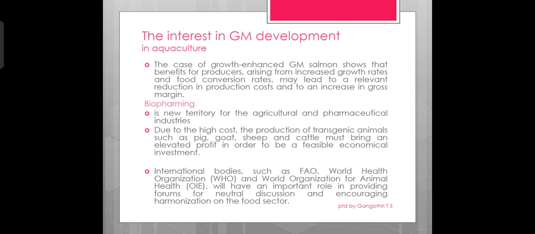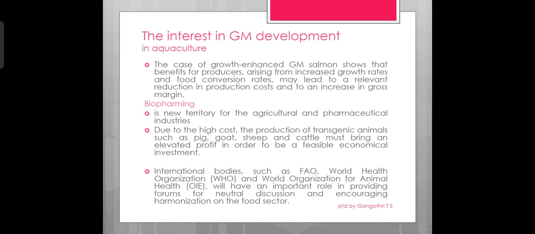The case of growth enhanced genetically modified salmon shows benefits for producers arising from increased growth rates and food conversion rates. This may lead to a relevant reduction in production costs and to an increase in gross margin. At the same time, environmental and human health risks should be deeply considered in the overall evaluation of the transgenic fish introduction.